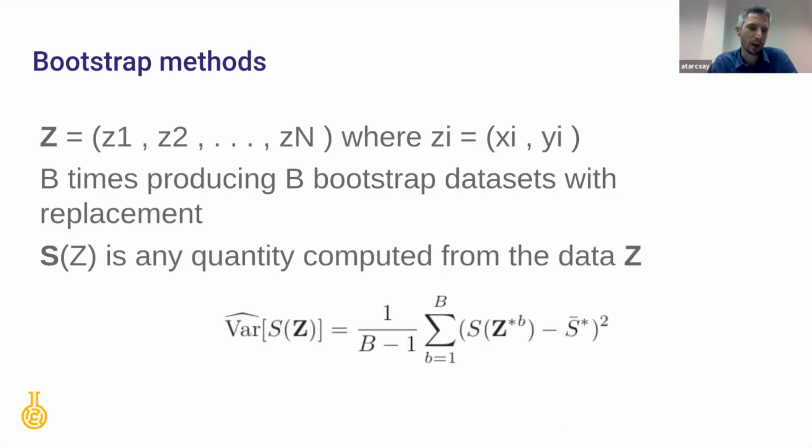The other method is the bootstrapping, when you have these XY pairs and you produce with replacement or resampling smaller subgroups of your observations. And then you can calculate the variance, for example, of your model.